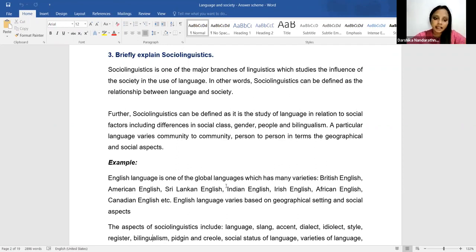Then a particular language varies community to community, person to person. You know that. Okay. Language එක community එකෙන් community එකට වෙනස් වෙනවා.